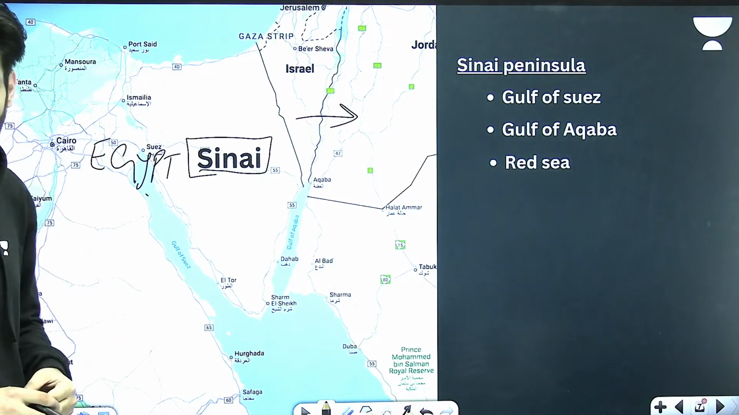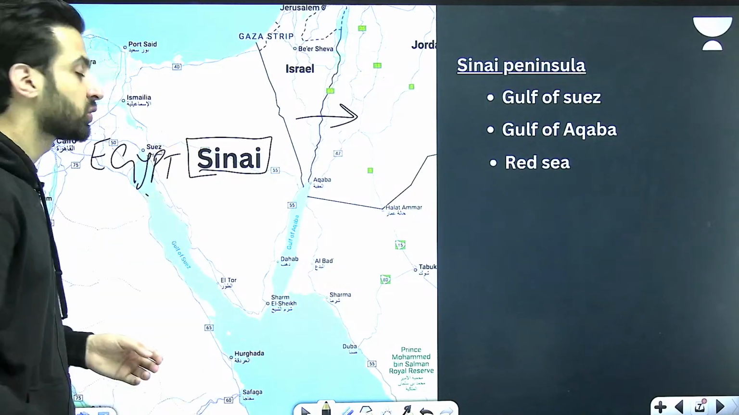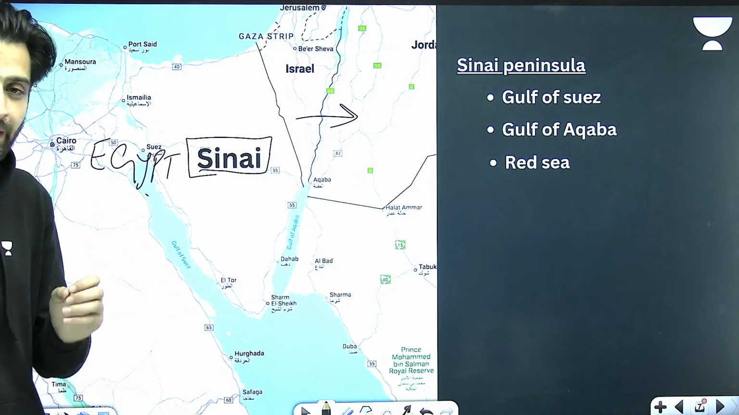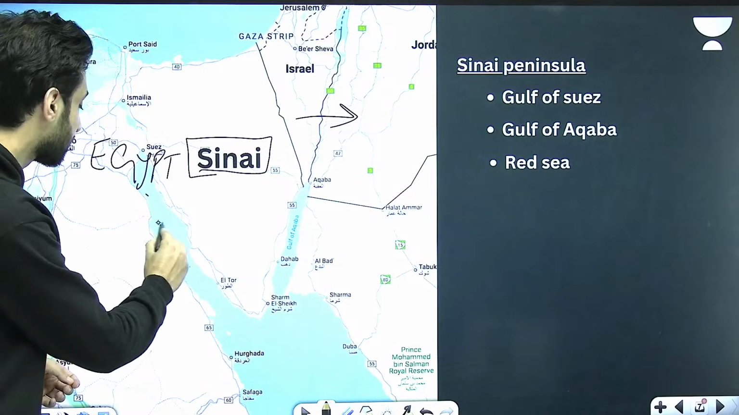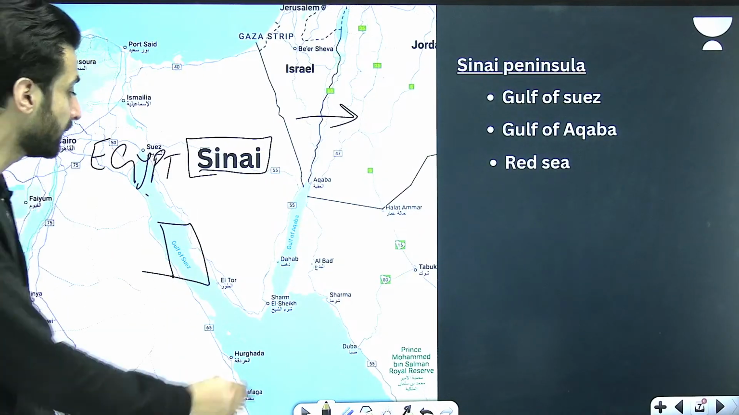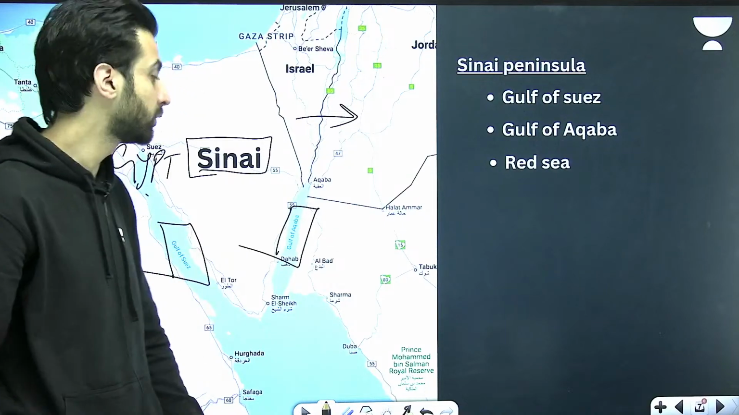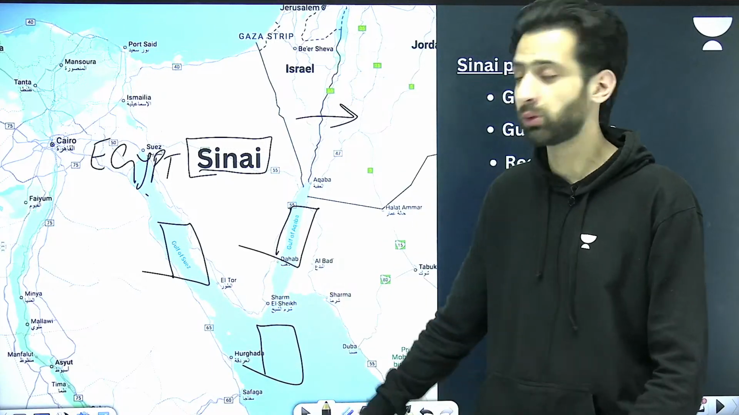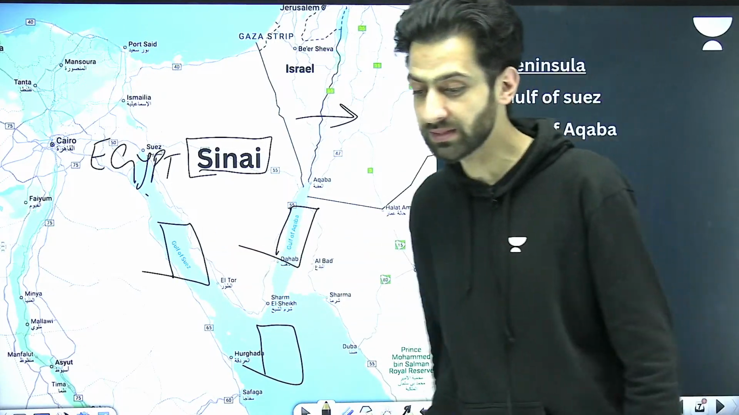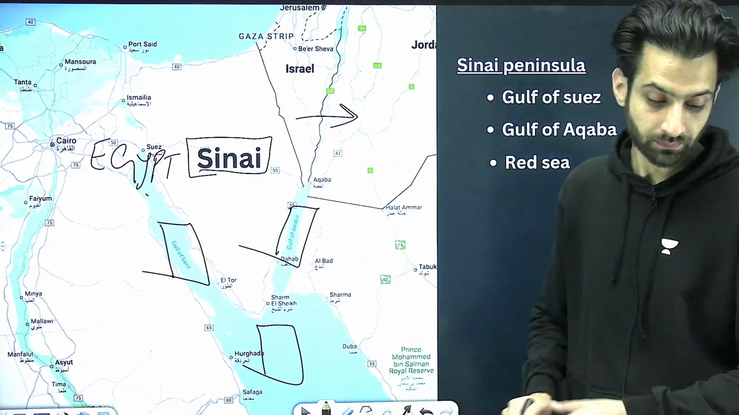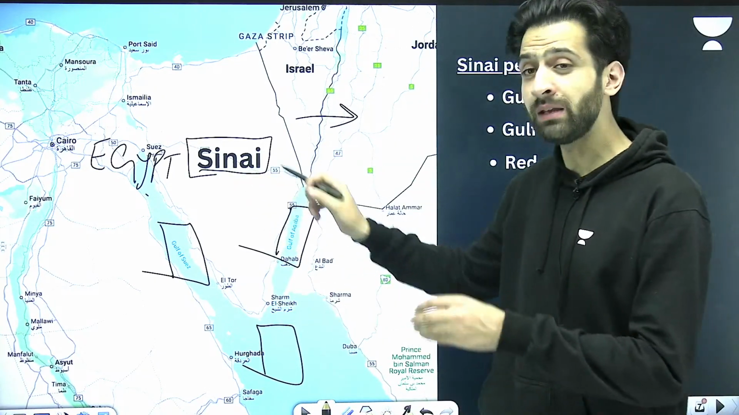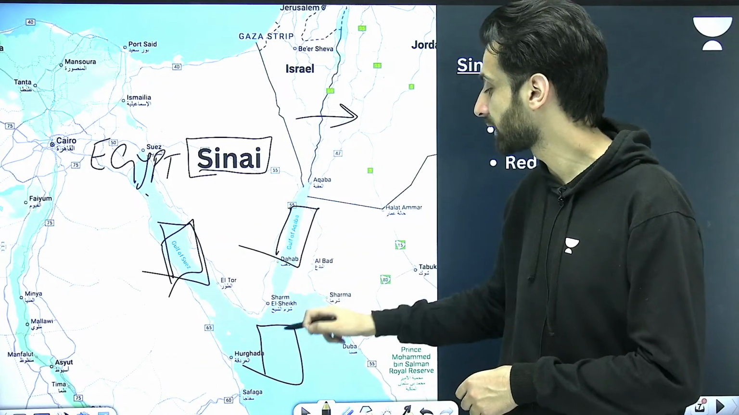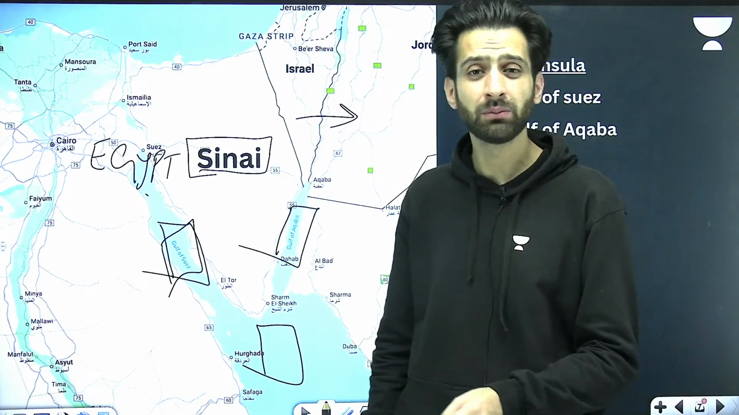Okay, good. Now see, this is the Sinai Peninsula. What is a peninsula? It is land surrounded by water on three sides. You will find three very important water bodies here. First is the Gulf of Suez, number one; the Gulf of Aqaba, number two; and then you have the Red Sea on the southern part of this region. These are the three water bodies. If it's not visible, you can tell me in the comments if you have any issues. The Gulf of Suez lies on its western part, along with the Gulf of Aqaba and the Red Sea. These are the three water bodies that are there.